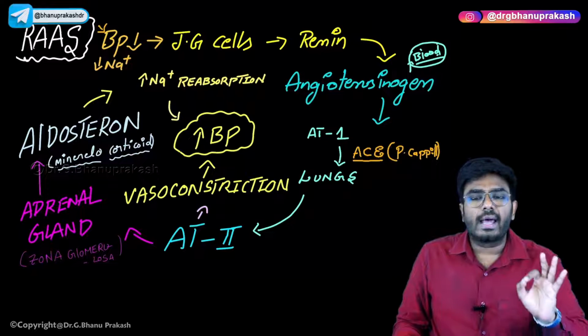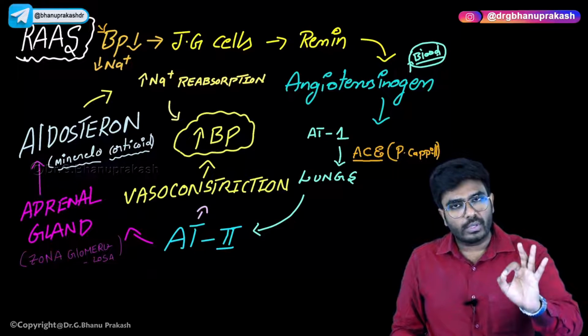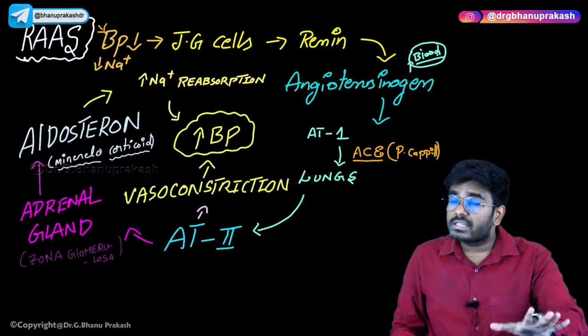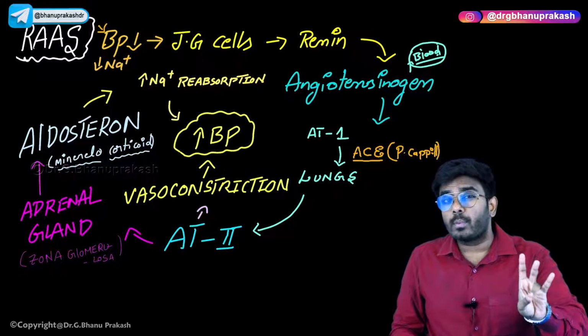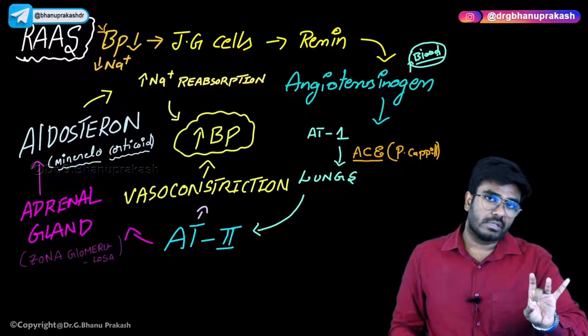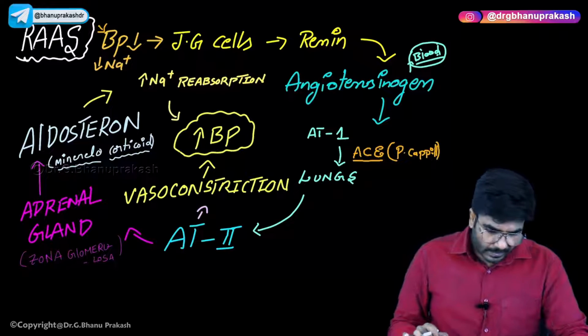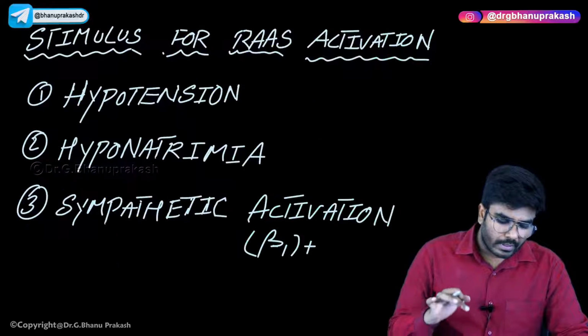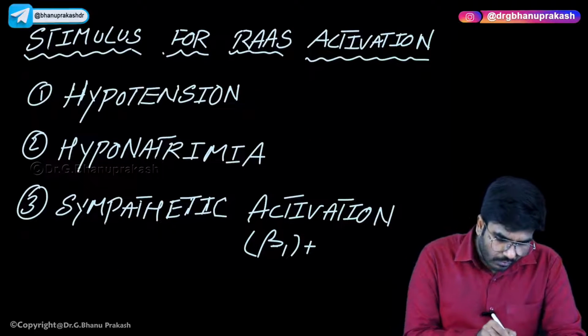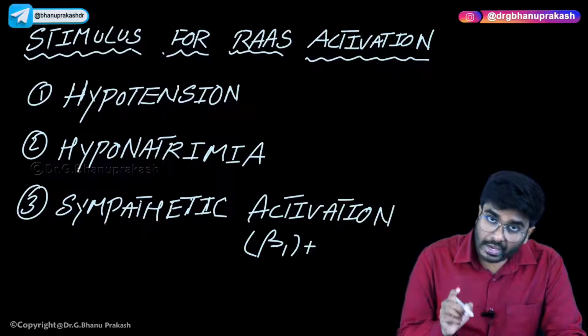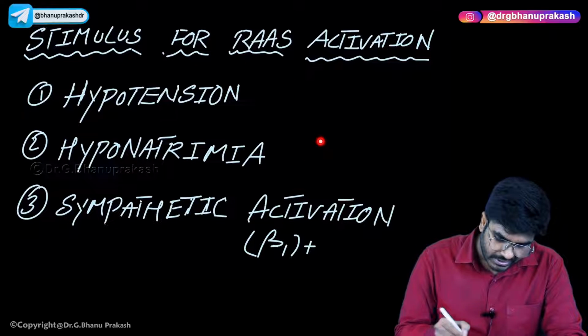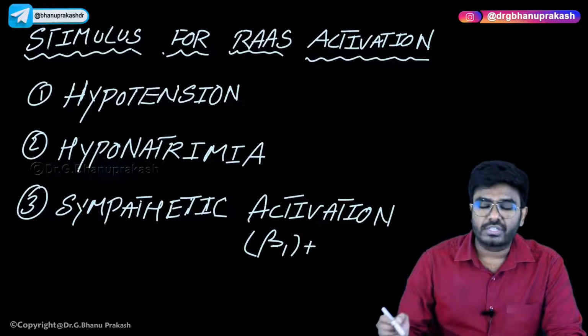At the end of the day, the RAAS pathway all the time wants to increase your BP. What are the stimulants? Hyponatremia, hypotension and sympathetic activation. Okay, this is what you should know. Now, see, this is an MCQ. What are the stimuli for RAAS activation? I have already discussed: hypotension, hyponatremia and sympathetic activation.